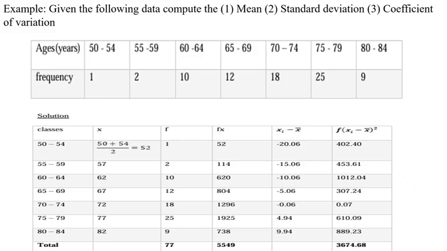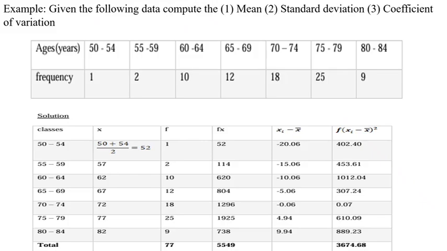When we do for the second one, that will be 57 minus 72.06. That will give us minus 15.06. Then the third mid class, which is from 60 to 64, that will be 62 minus 72.06. That will give us minus 10.06. Then we do for others.